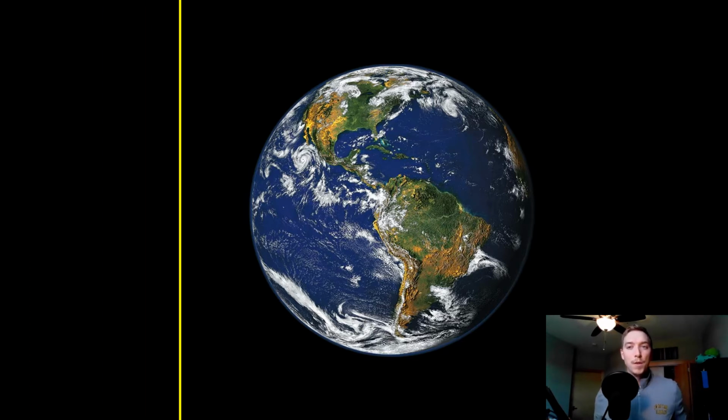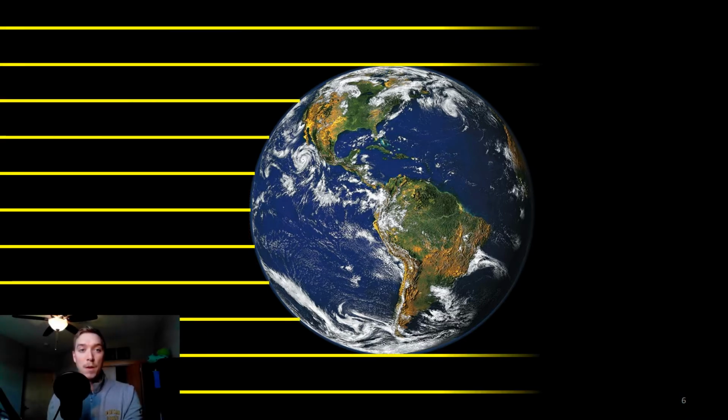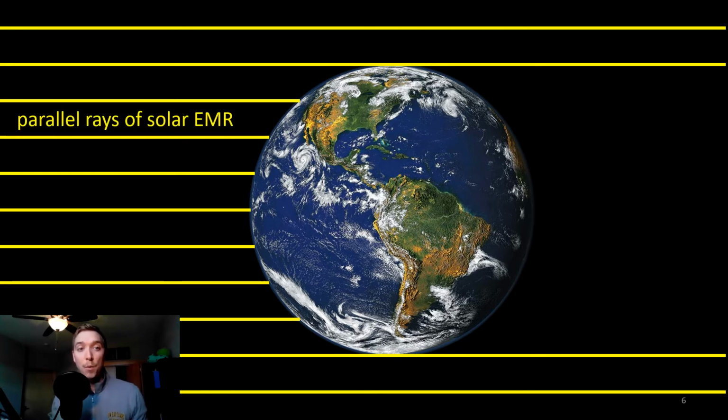So let's look at this point here, this basically flat plane against the side of our planet, top of our atmosphere, that's where we see that 1,361 watts per meter squared. Now, the sun's rays we think of as parallel rays of solar electromagnetic radiation. So wherever you are on the planet, the rays are coming in parallel to one another, not parallel to the surface of the planet or perpendicular to the surface of the planet. So they're coming in at different angles depending on where you are on Earth's surface.